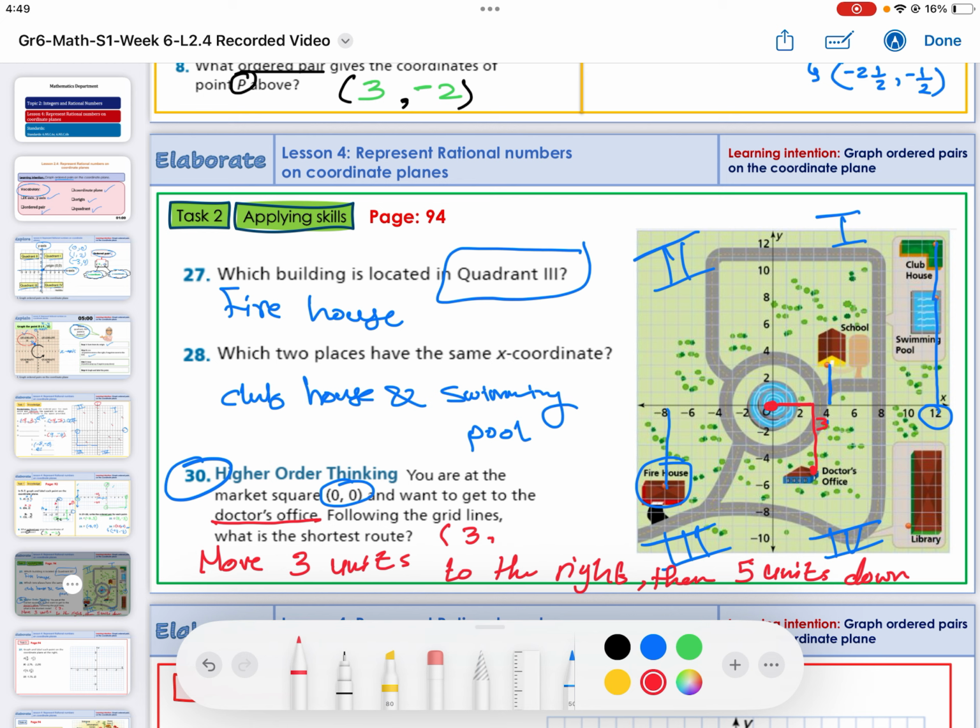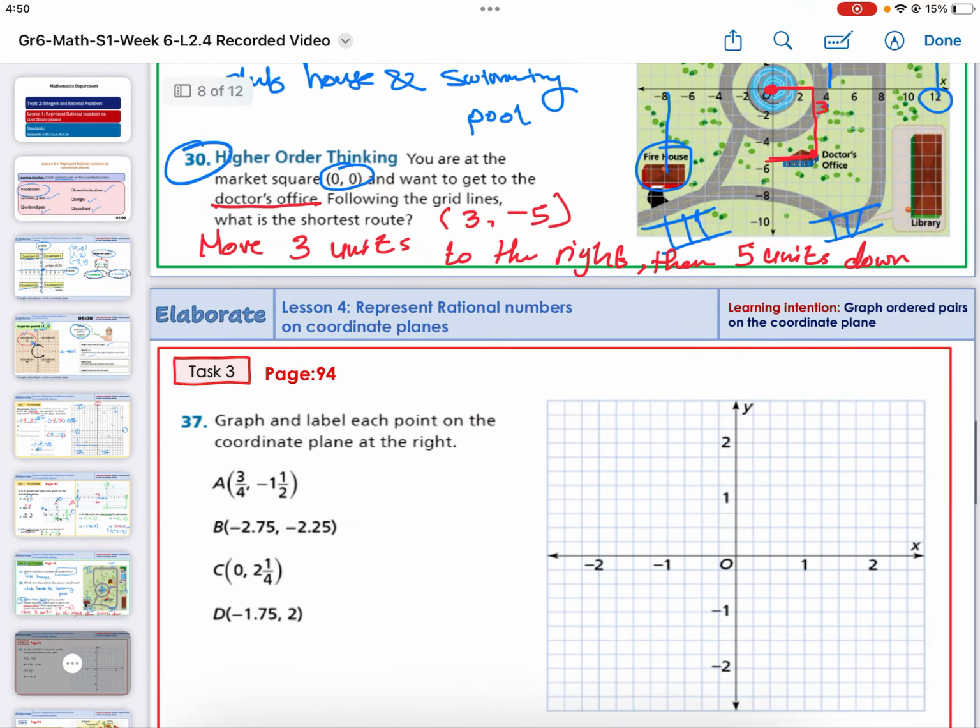So my ordered pair will be 3 and -5, as you can see. But here they're not telling you to write the ordered pair. They're telling you to describe. So you need to tell them how many steps you're going to be moving to the right or to the left, then how many steps you will be moving up and below on the y-axis. Okay, this is how you're supposed to solve this question, guys. Okay, let's move on.